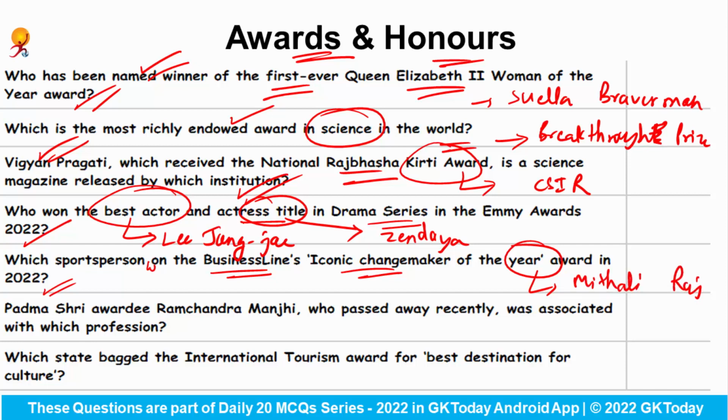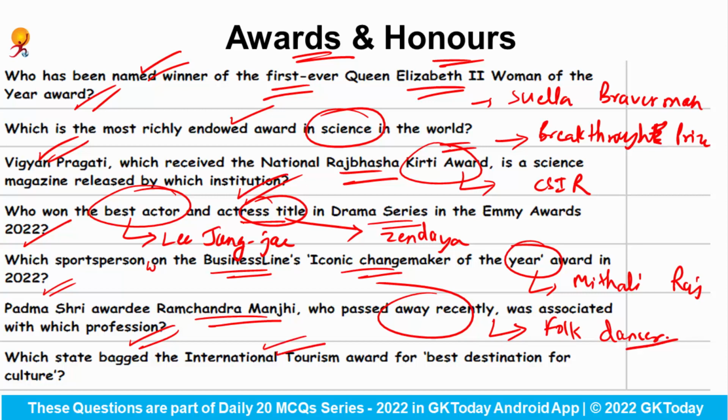Padma Shri awardee Ramchandra Manjhi, who passed away recently, was associated with which profession? So he was actually a folk dancer, and recently he passed away. Which state bagged the International Tourism Award for Best Destination for Culture? So West Bengal state has bagged the International Tourism Award in the category of Best Destination for Culture. Okay. So these are the important awards and honors that you have to remember.